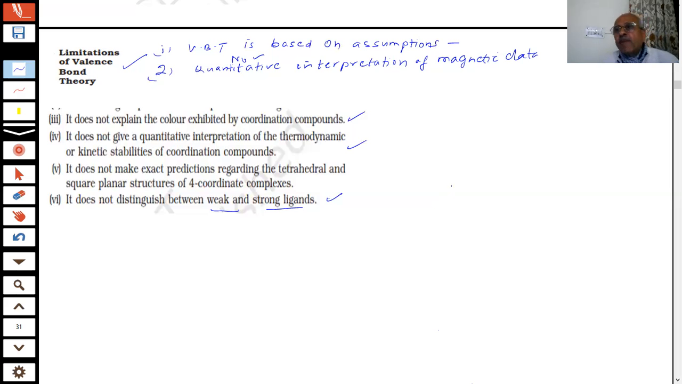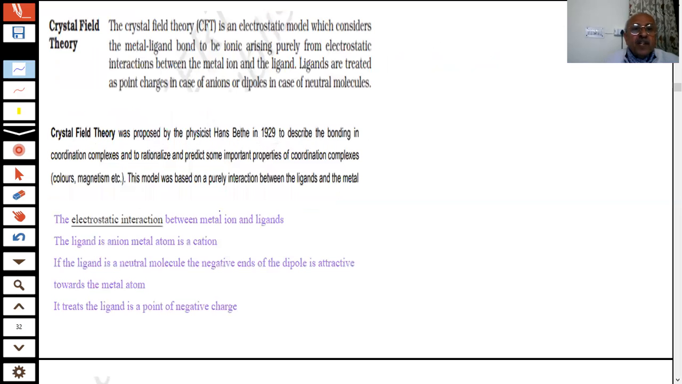So what happened in valence bond theory, students? The vacant hybrid orbitals of the metal ion were available and the electrons went from the ligands to the vacant hybrid orbitals. Why did they hybridize? When the ligands approach them, they got hybridized. Okay? So so far there are difficulties and limitations.